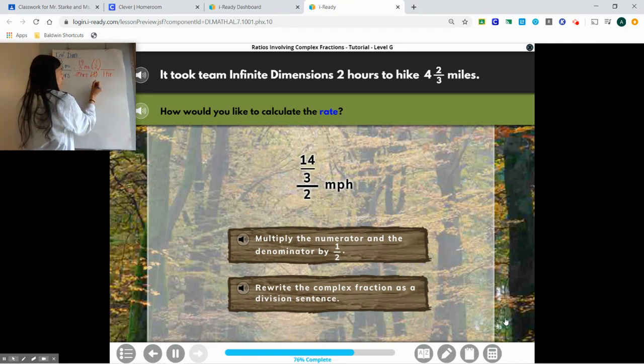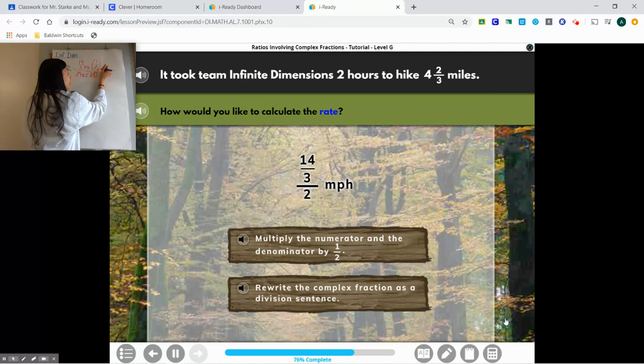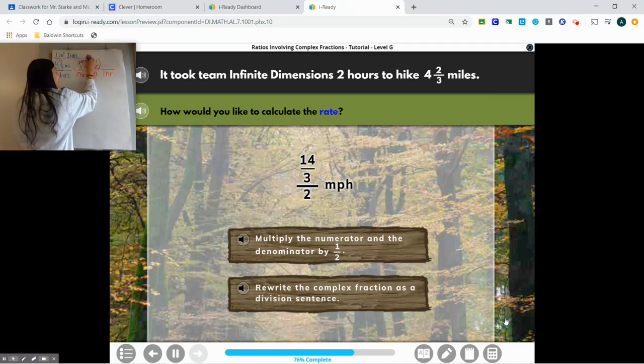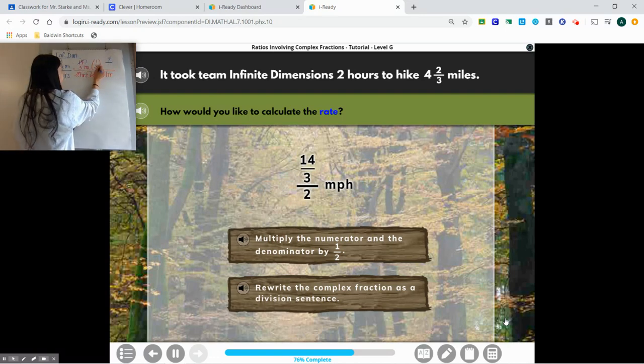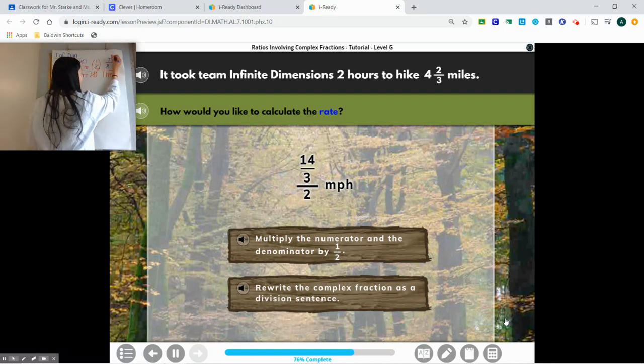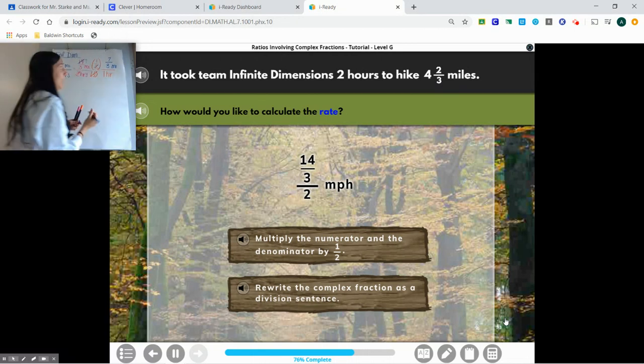Let's see if we can cross reduce. 14 and 3, no. 3 and 1, no. 14 and 2, yes. We can divide both of those by 2. 2 divided by 2, 1. 14 divided by 2, 7. Now we multiply across. 7 times 1 is 7. 3 times 1 is 3. So we're going 7 over 3 miles per hour.